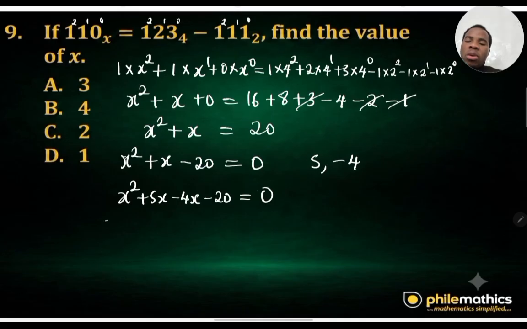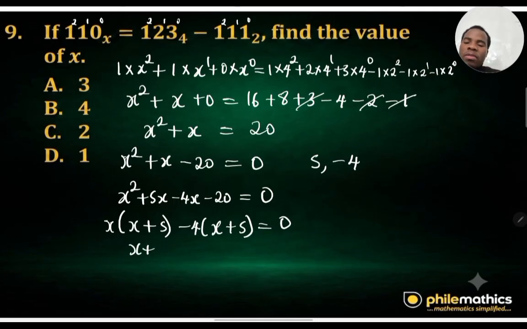And so x is common. x plus 5 minus 4 is common. Minus 4. 4 into 20 is plus 5. Since we have factorized minus out, this is 0. We now factorize x plus 5 out. We have x plus 5. If I factorize it out from this first, I have x. If I factorize it out from this second, I have minus 4.